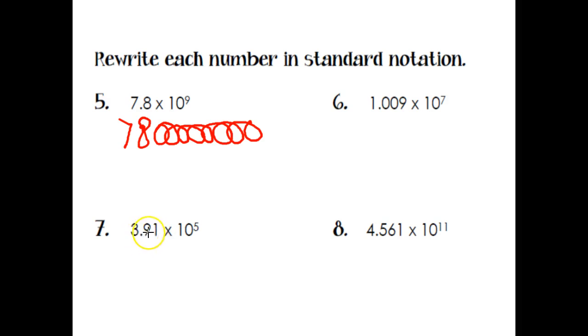Okay, so 3.91 times 10 to the fifth power. That means the number grew, and so it grew. This number is going to grow by 5 loop-de-loops. So I start off with 3.91, and I'm going to loop-de-loop 5 times. 1, 2, 3, 4, 5.